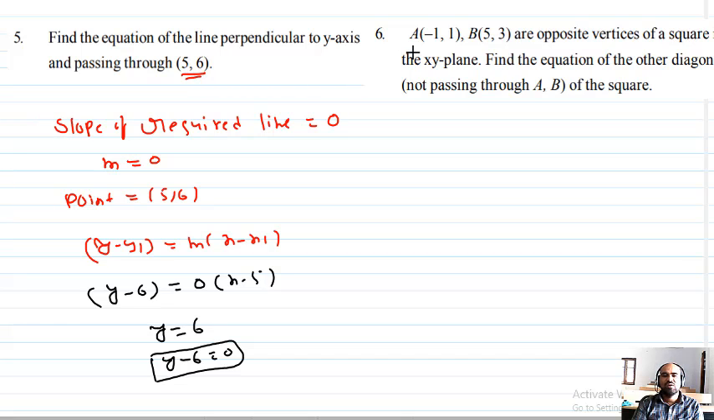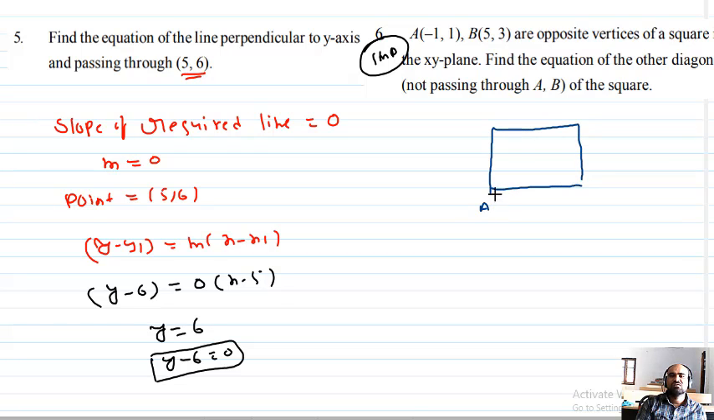Sixth problem: A(minus 1, 1) and B(5, 3) are the opposite vertices of a square in the xy plane. Find the equation of the other diagonal not passing through A and B. Interesting problem. Important model also. Listen, students. This is the square ABCD, AB, and this is PQ. So what is given? What do you want? That I will explain. We want the equation of PQ.